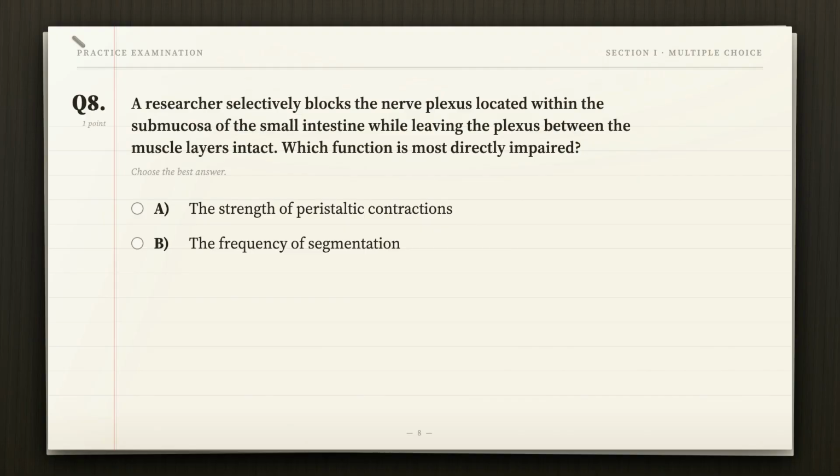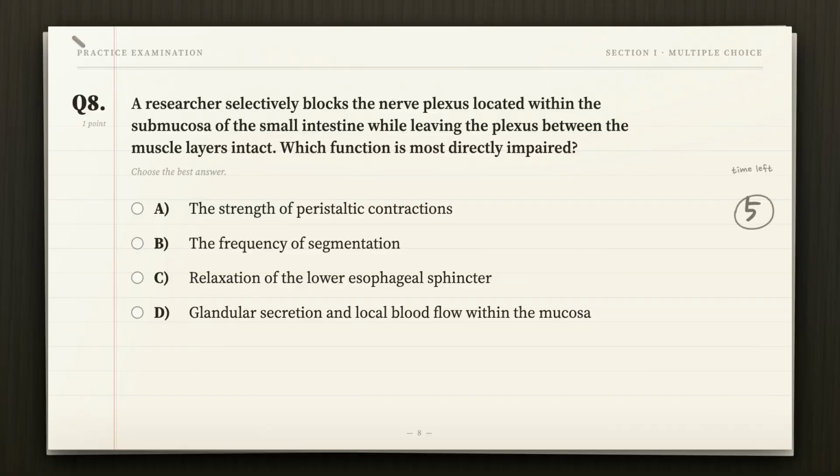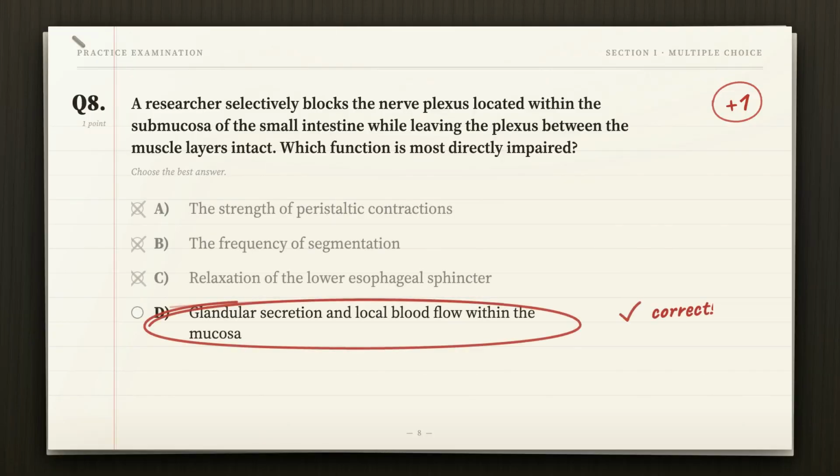B. The frequency of segmentation. C. Relaxation of the lower esophageal sphincter. D. Glandular secretion and local blood flow within the mucosa. Got a guess? Lock it in. The correct answer is D. Glandular secretion and local blood flow within the mucosa.